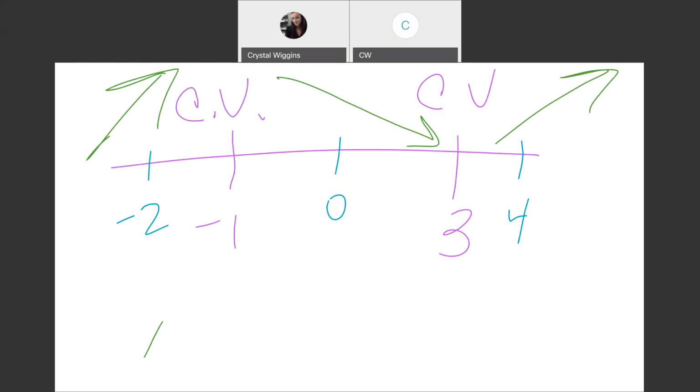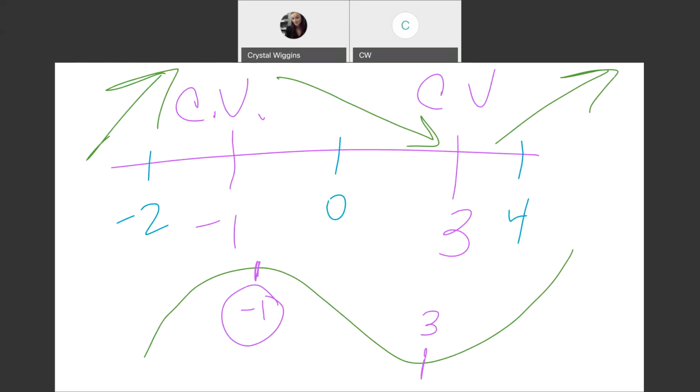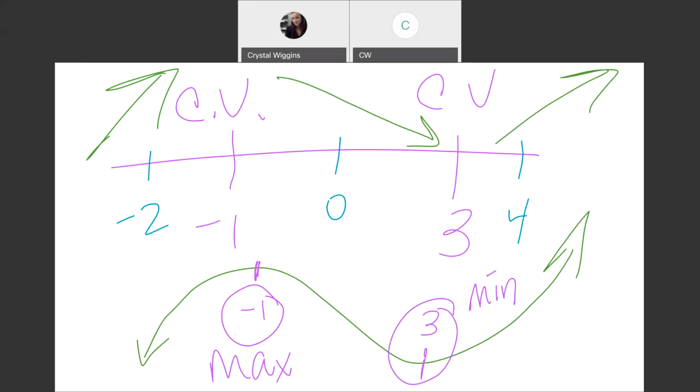So now we can see that the function looks like this, where our critical values are here and here. And we can also see what these critical values are. -1 is a max, while 3 is a min. And we know by the fact that it's a cubic function that these ends continue to go up to infinity, also continue to go down to infinity, which would mean that these are local maximums, not global.